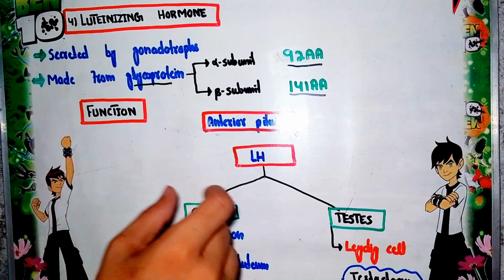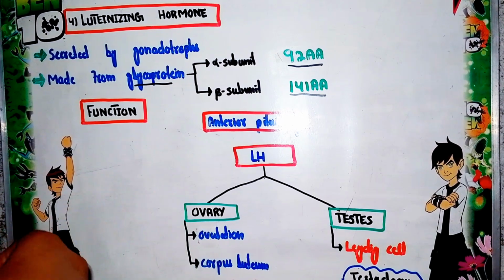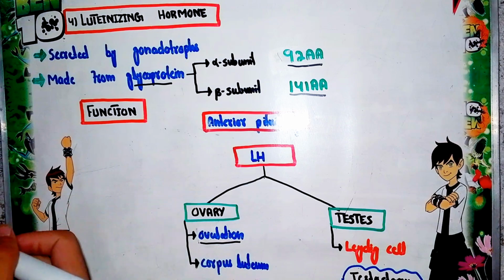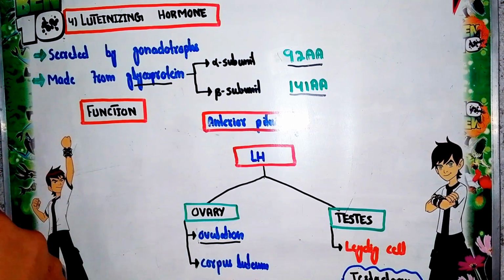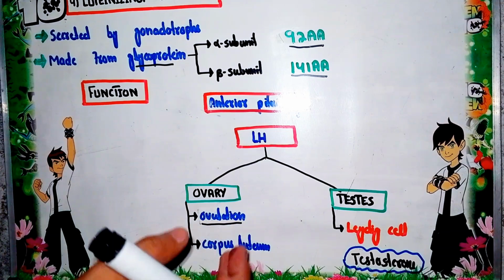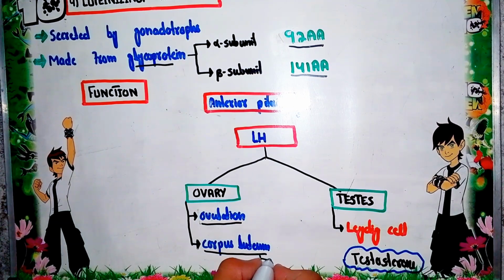Now when this luteinizing hormone acts on the ovaries, it is responsible for ovulation, or it will cause ovulation. Again, this luteinizing hormone is responsible for the conversion of the Graafian follicle into a yellow glandular structure called the corpus luteum, which later is responsible for the secretion of the female sex hormone called progesterone. So this is the function of luteinizing hormone in the female body.